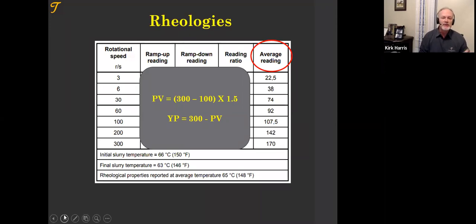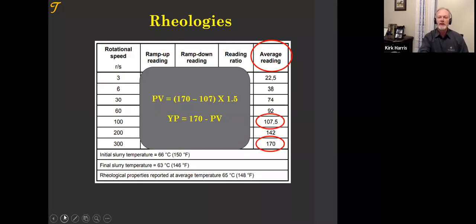The mud guys will use the 600 and the 300 reading. They will subtract the 300 from the 600 to get the plastic viscosity, and they'll use the 600 reading to determine yield point. Cementing does not use the 600 reading. It was thrown out in the late 80s. It was felt that much shear was scattering solids and was not trustworthy. But we can do a rough estimate.